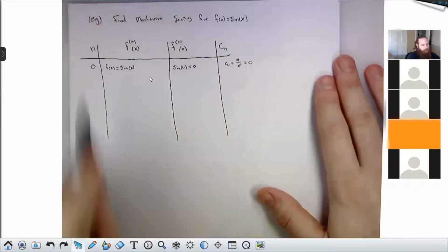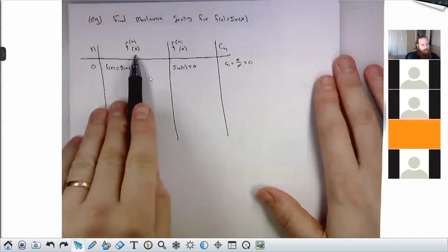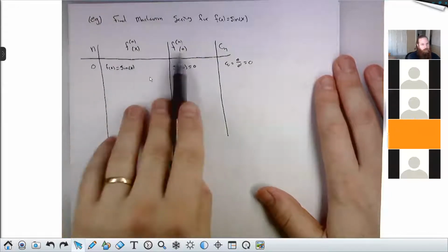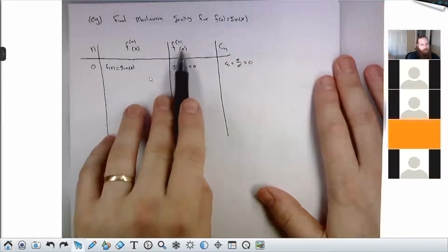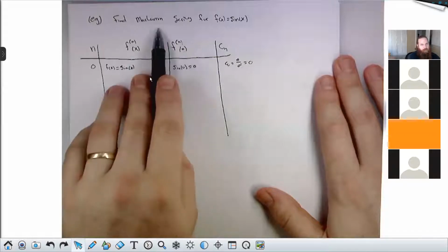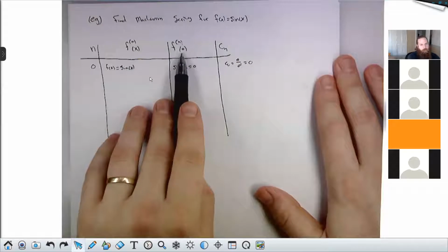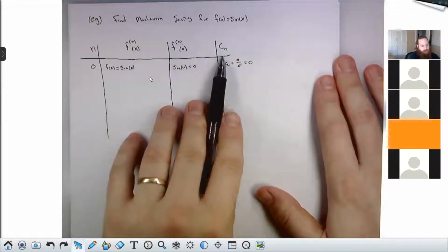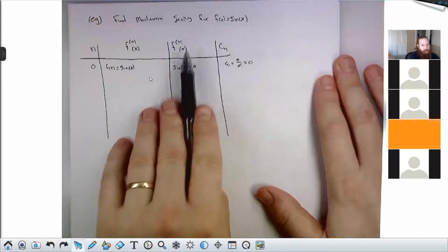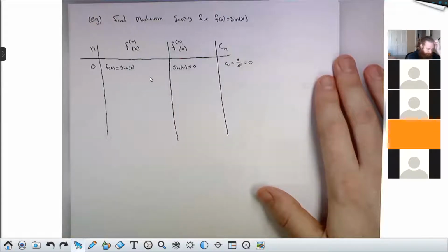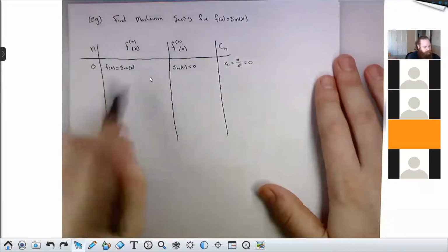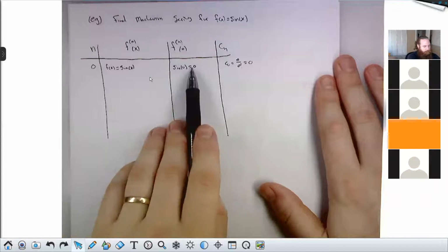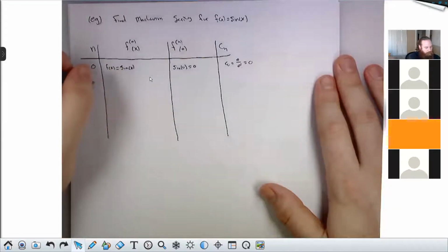Remember how this table worked. Over here is n. Over here is the nth derivative of your function. This is the nth derivative of your function with the center plugged in. Since this is a MacLaurin series, the center is 0. And then Cn, this is what you get by dividing this guy by n factorial. So since n was 0 here, I took this and divided by 0 factorial.